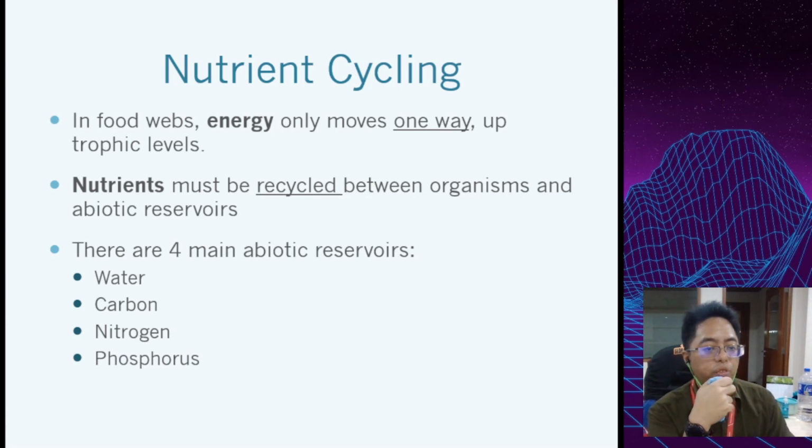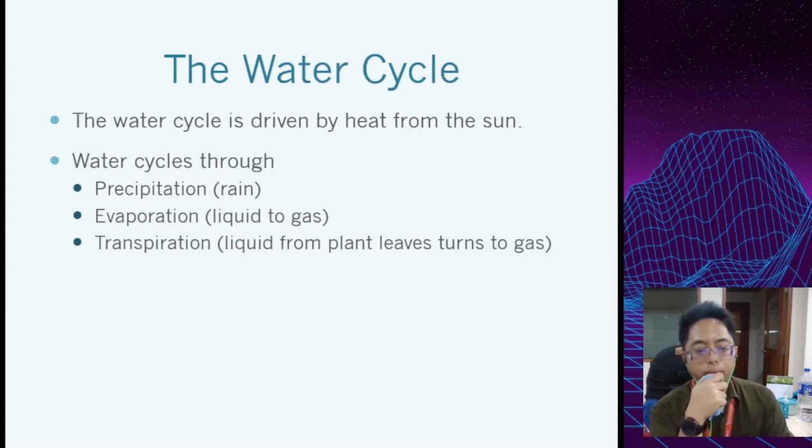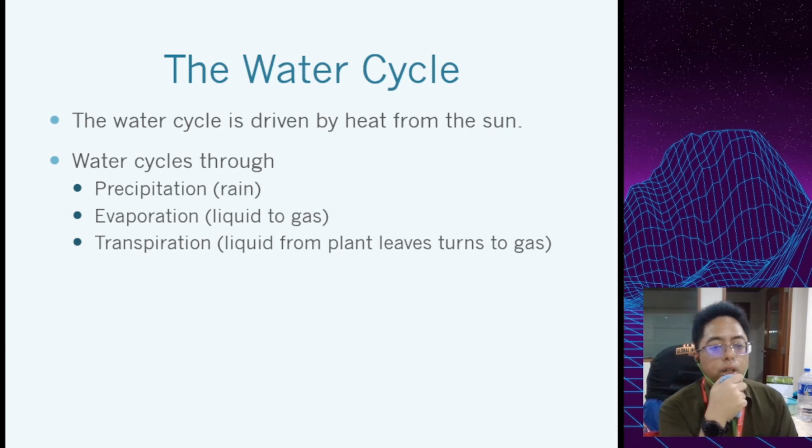Nutrient cycling. In food webs, energy only moves one way up the trophic levels. Nutrients must be recycled between organisms and abiotic reservoirs. There are 4 main abiotic reservoirs: water, carbon, nitrogen, and phosphorus. The water cycle. The water cycle is driven by the heat from the sun.